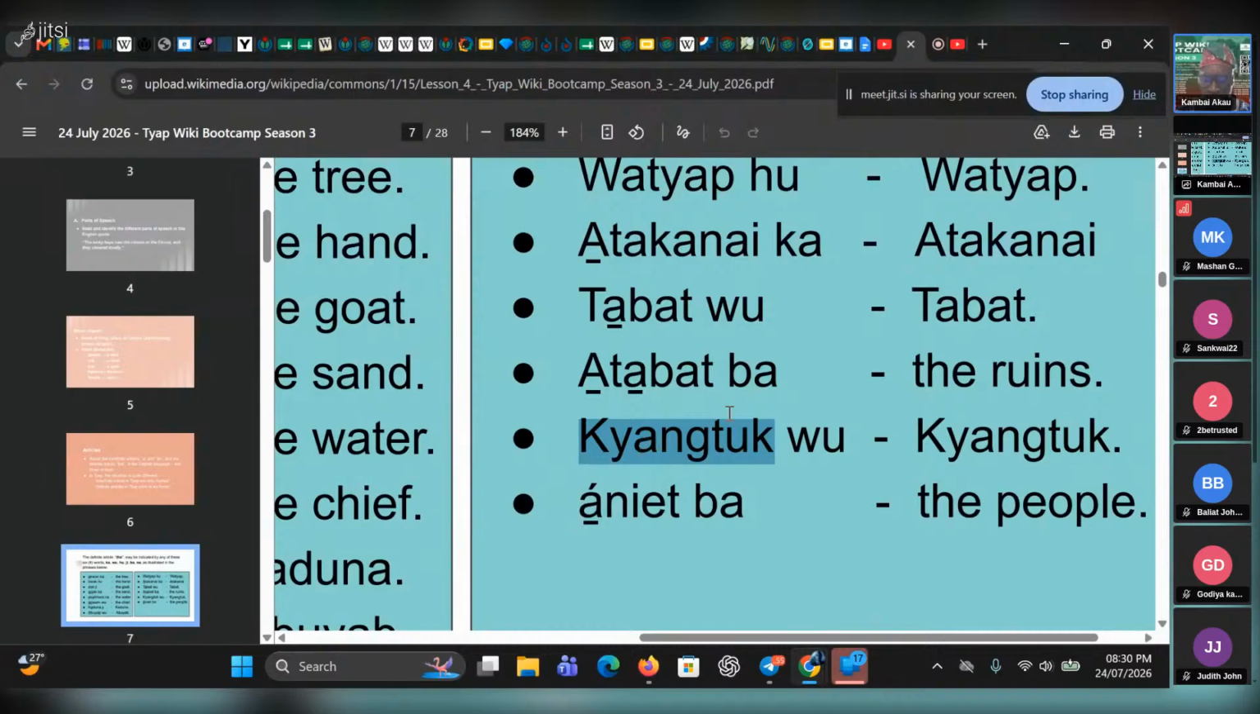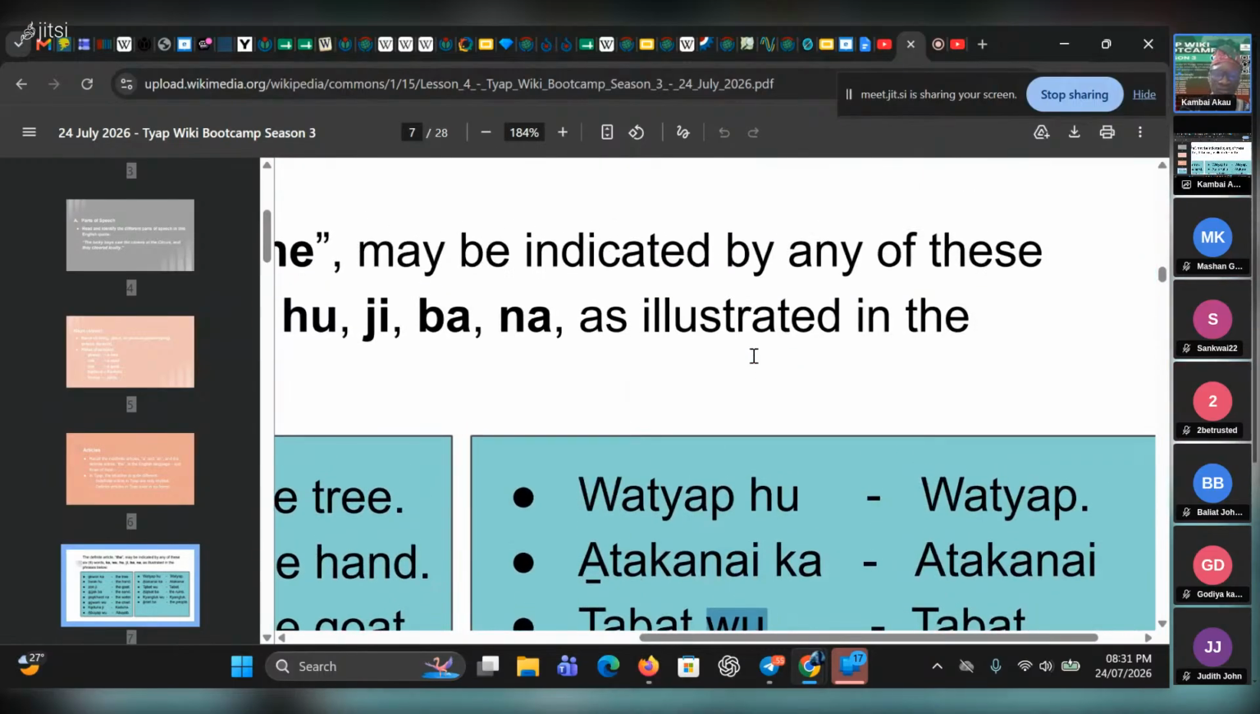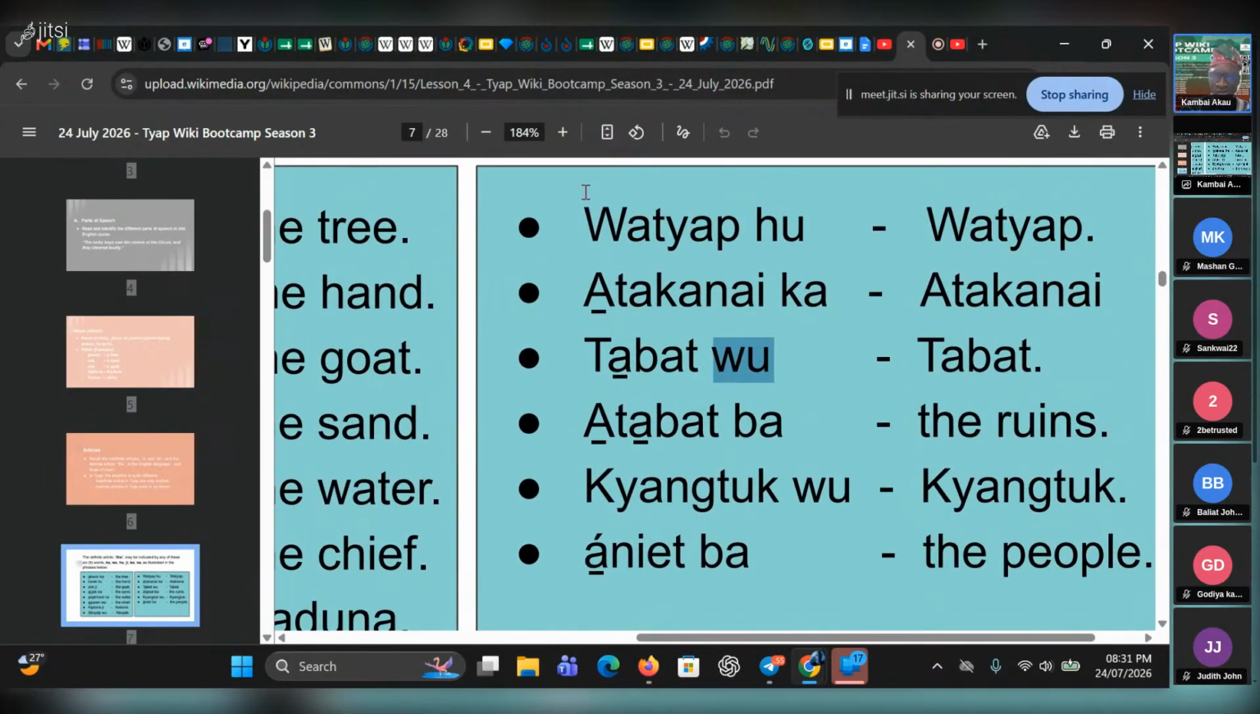And then we have Kyang Tugu. So as I said earlier on, names or words starting with letter K in Tyap usually carry the Wu definite article, but if you're having it as a name of a person, it's usually a Wu. So how to determine if it is Ka, Wu, Ji, Ba or Na? You have to consider what letter it is beginning with, and then you begin to think about the possibilities of what definite article it is, and then you begin to think about, is it countable, is it uncountable, or is it a person you are talking about, is it a thing you are talking about, is it a borrowed word, is it an indigenous word?